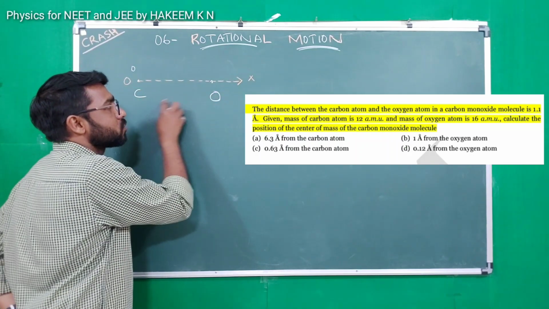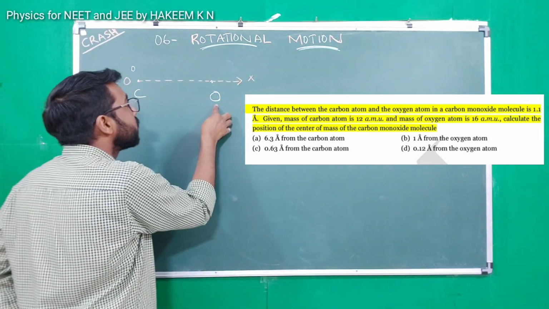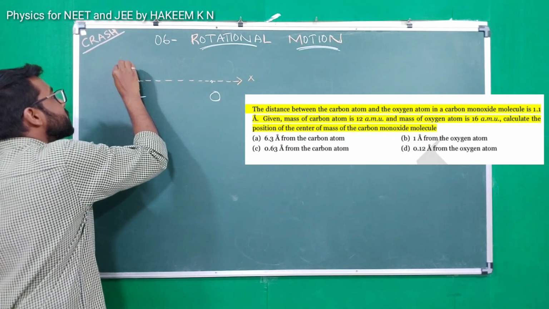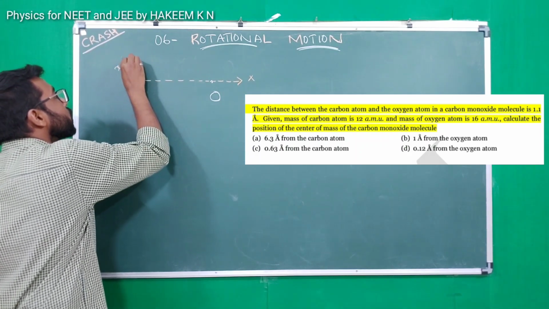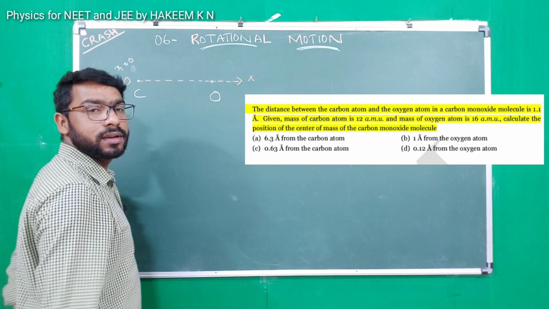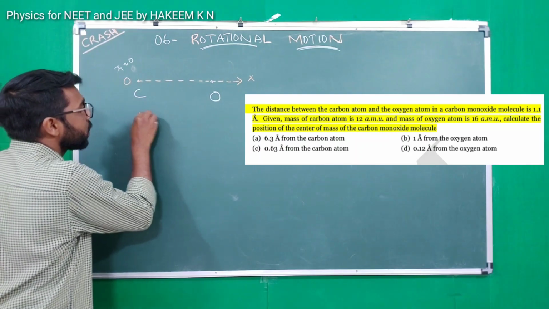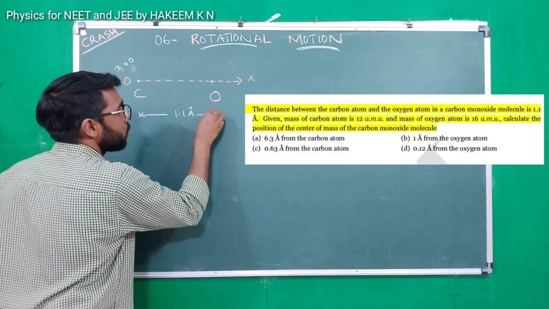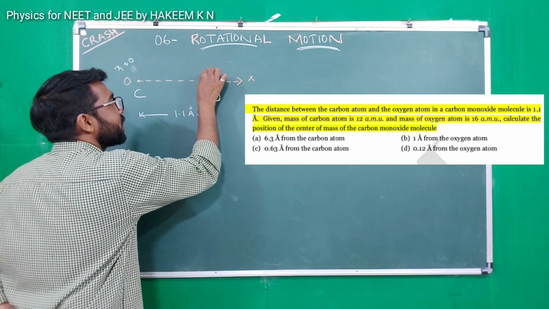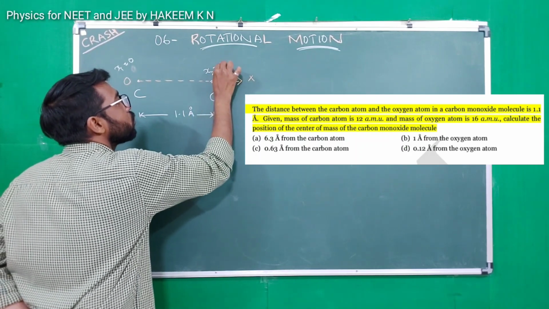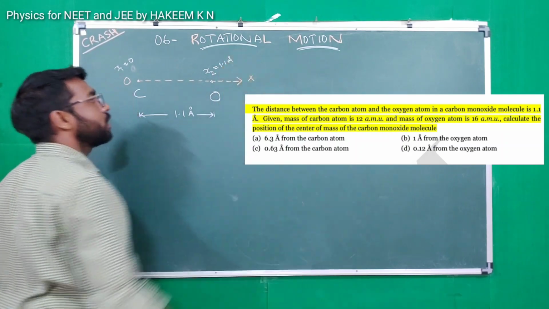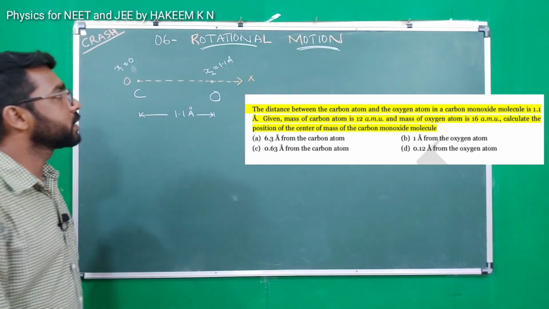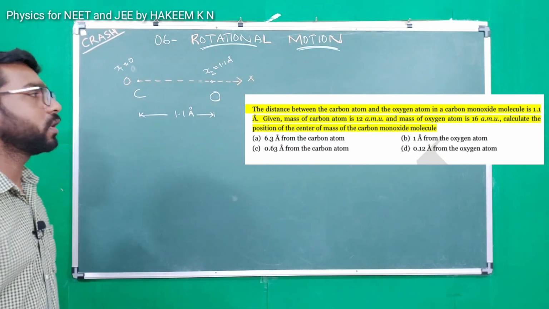And what is the x value of oxygen? Here we can say x1 equal to 0. Distance between carbon and oxygen is given as 1.1 angstrom. Then we can say x value of oxygen, x2, equal to 1.1 angstrom.